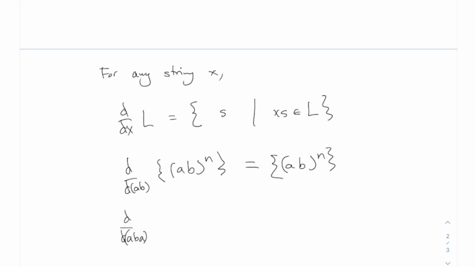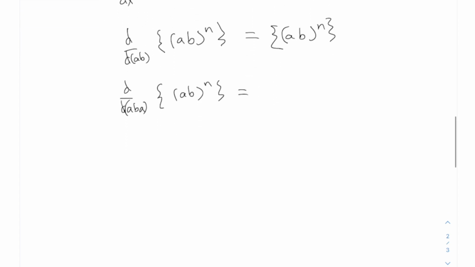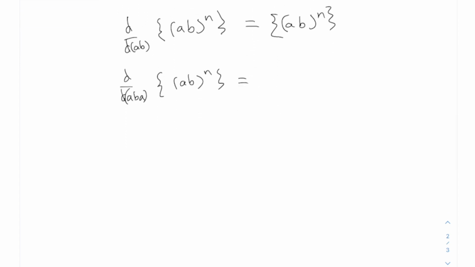This is slightly more interesting for this example. Derivative with respect to aba of (ab)^n. This means you have a big string that looks like a bunch of abs, and I remove aba from the beginning. What's left? Is it b(ab)^n? Yeah, great. You took off some ab, and then you took off an extra a, so there's a b left over, followed by some more powers of ab.